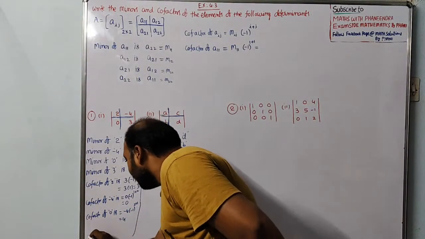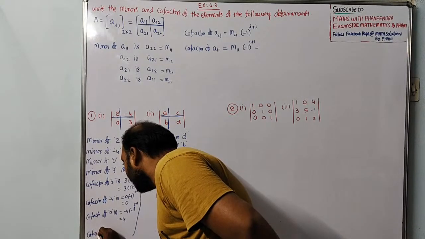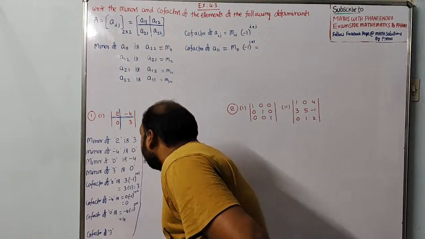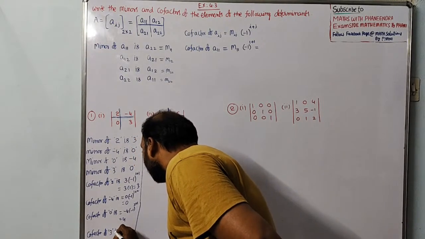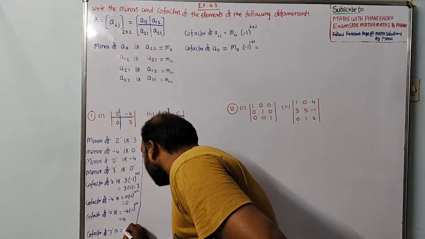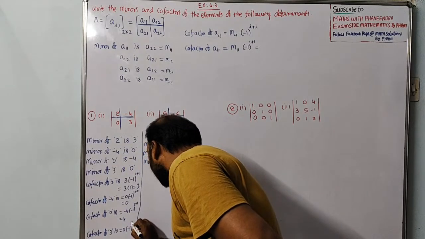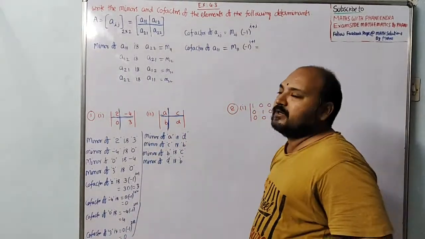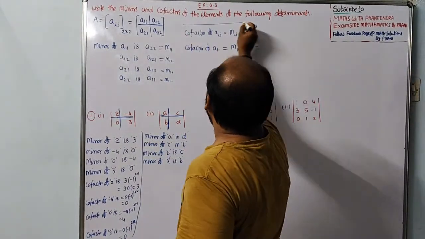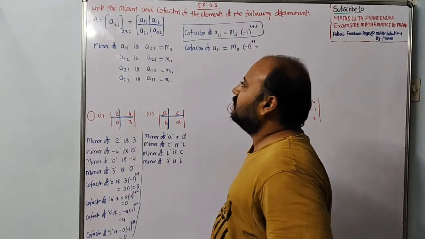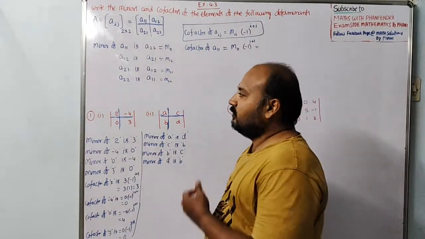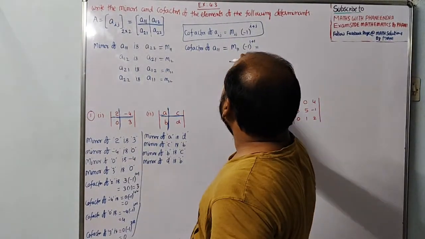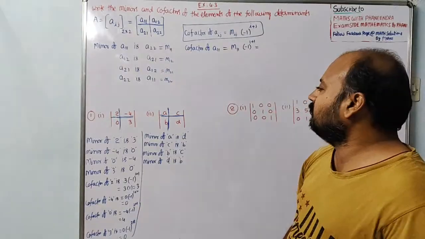At last, cofactor of 3 is, for cofactor 3 is answer 0, no? 0 into minus 1 whole power 2 plus 2. So 0 into anything is 0. I hope everyone understand. This is the basic formula, dear students, for cofactor. So like this you can calculate all.